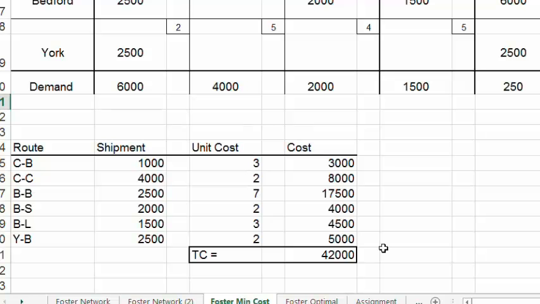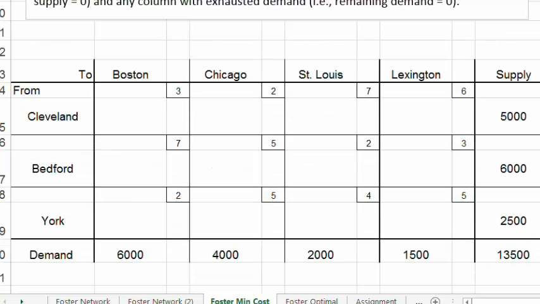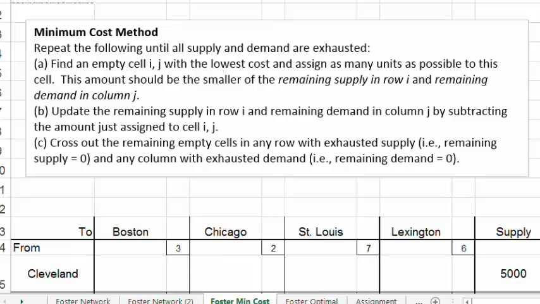What we just did was play with a network, the picture. Now this is another way to do it, a way to work on a table. What we just did is called the minimum cost method. You find the lowest cost every time, and then you load as much as we can there, and then you update, and move on to the next lowest cost until you're all done. Okay, so that's what we just did.